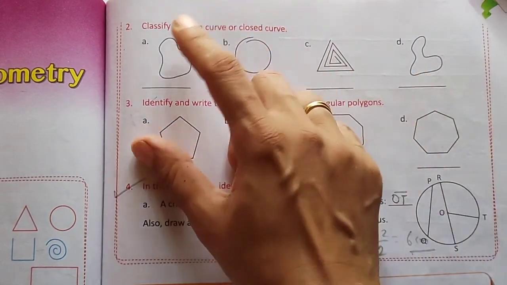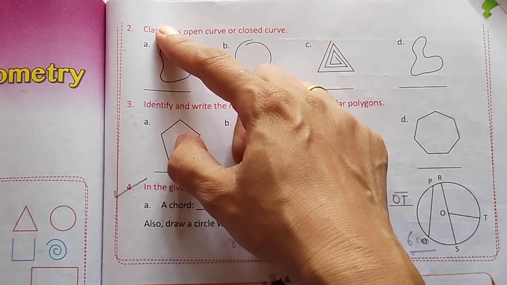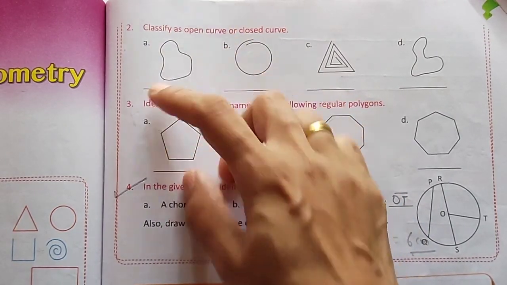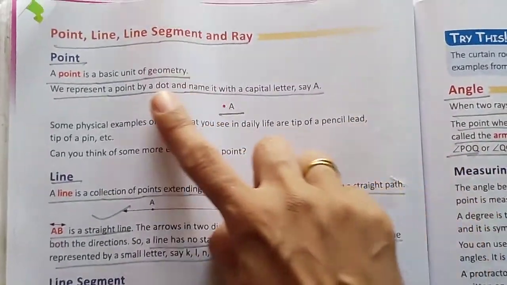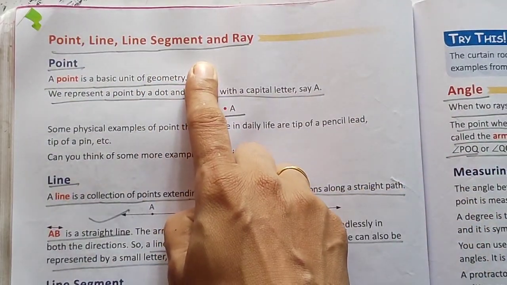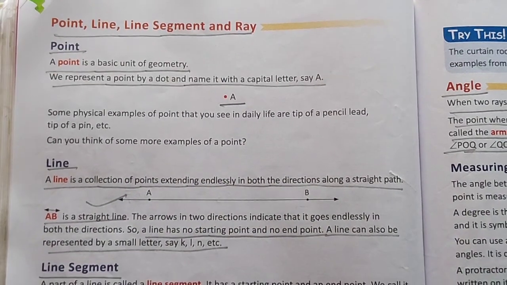So you have to solve these 2 questions in your textbook only. Questions number 2 and 3. And write the information on point, line segment, and ray, all the underlined content, in your notebook.